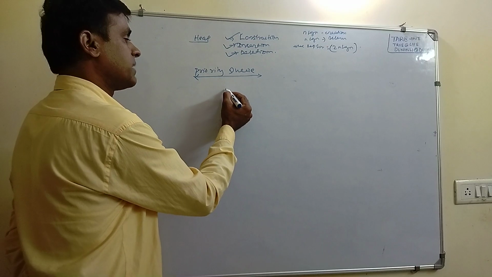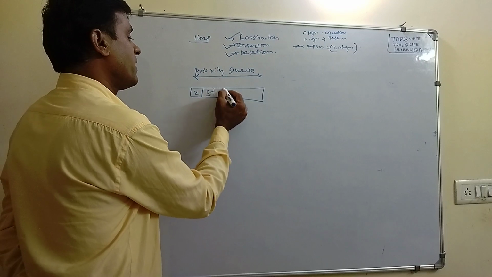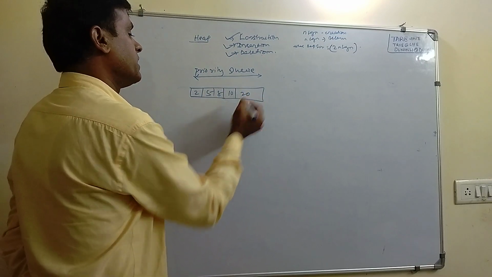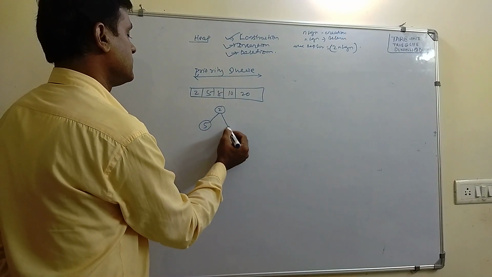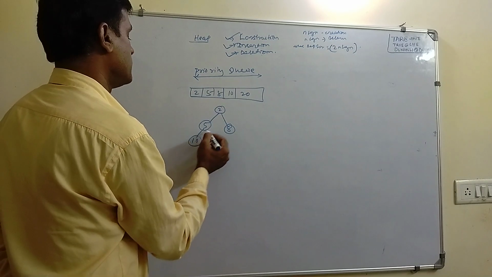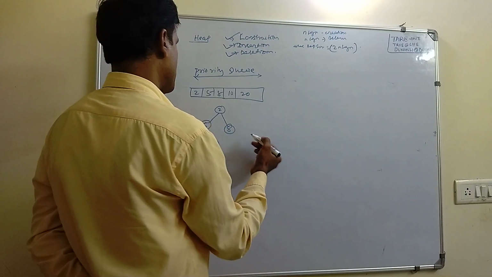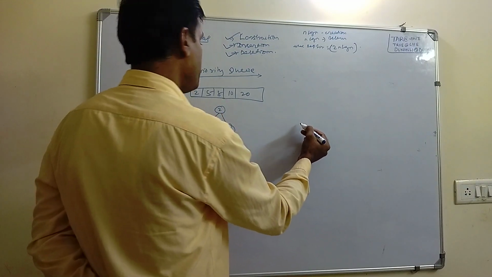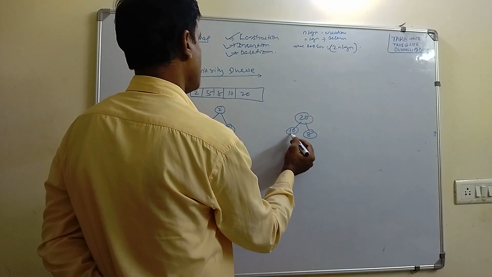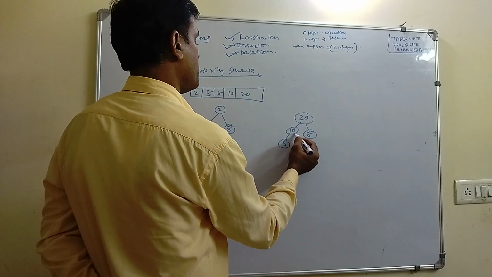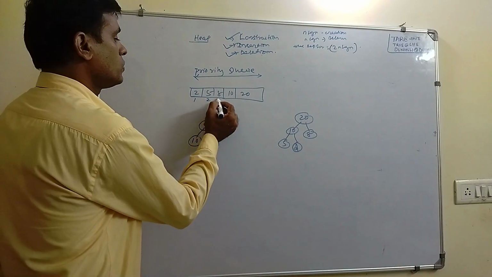Suppose I will show you two examples. Suppose these are my elements: 2, 5, 8, 10 and 20. So this I can represent it. This is my 2 and this is 5 and this is 8 and this is 10 and this is 20. In case of a max heap, if I represent it, then this can be replaced like this: 20, and this will be 10 and 8, 5, and 2. So my point is here 1, 2, 3, 4, 5.